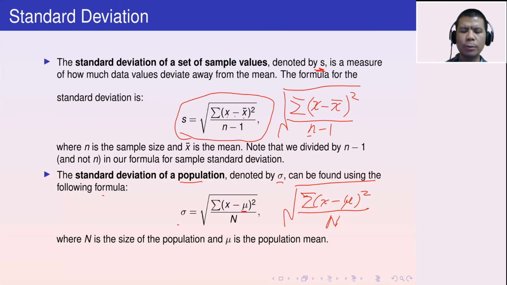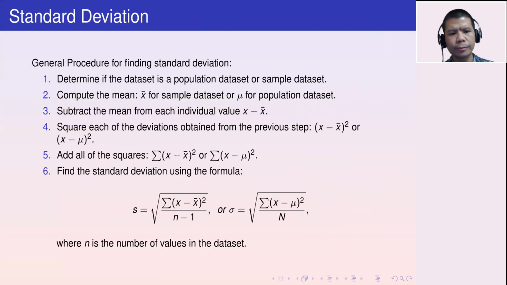Now, let's see how we can calculate the standard deviation of a sample or of a population. Consider this procedure. The general procedure is below. One, determine if the data set is a population data set or a sample data set. Two, compute the mean, using x bar for a sample data set and mu for a population data set. Then subtract the mean from each individual value and you get the deviation, x minus x bar, or x minus mu for the population version.